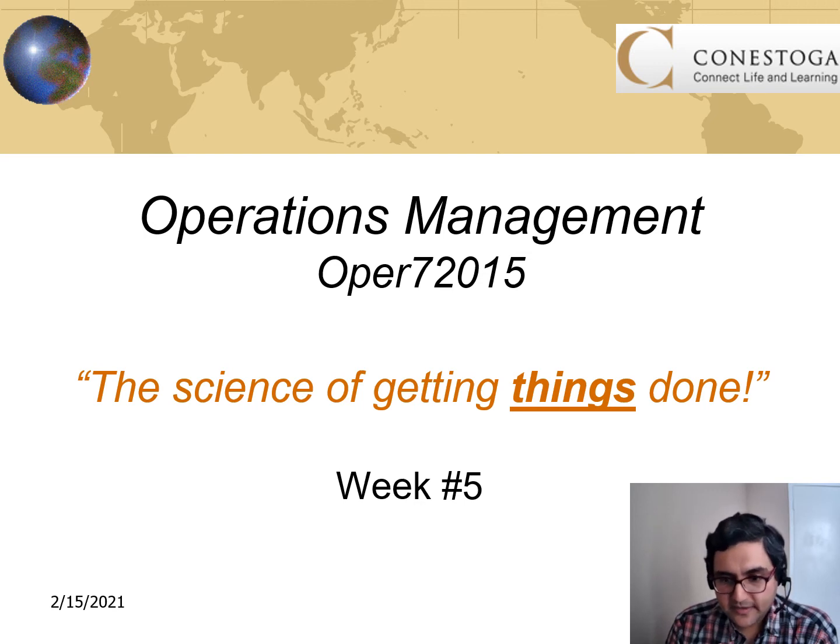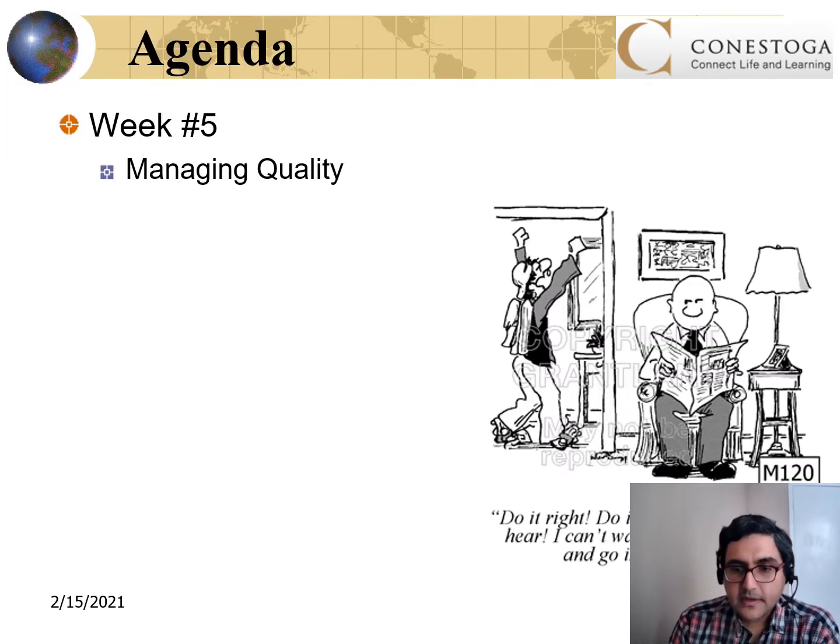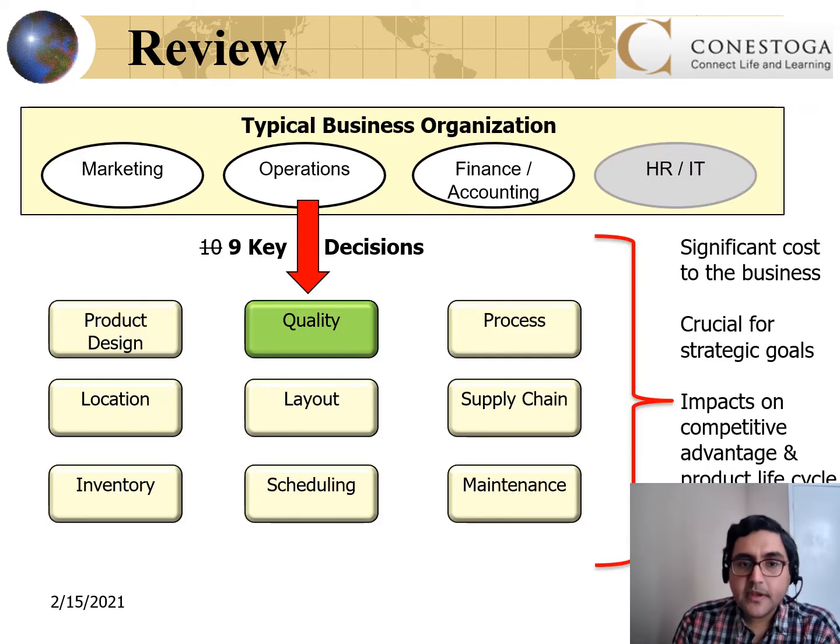So welcome to week 5's lecture. In this week, we will be discussing the second operations management decision, that's quality. We have seen that there could be multiple ways in which operations management can add value to the company. In the last week, we discussed product design. In this week, we are entering into the second decision, which is quality management.